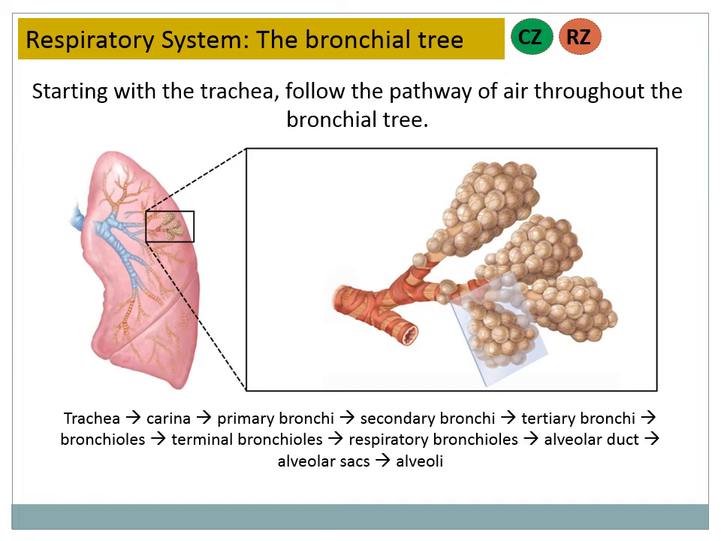Then we enter into the respiratory zone with our terminal bronchioles. Our terminal bronchioles become respiratory bronchioles, which become alveolar ducts, which become alveolar sacs, which become alveoli. Okay, so that is how air is traveling throughout our bronchial tree. It takes a while to get in there, and it's all because of all of those branches.